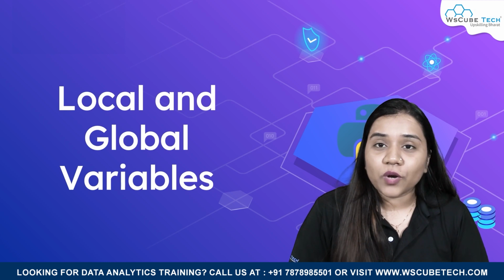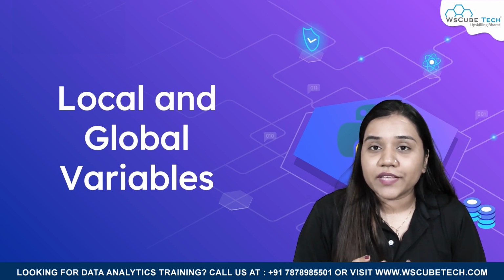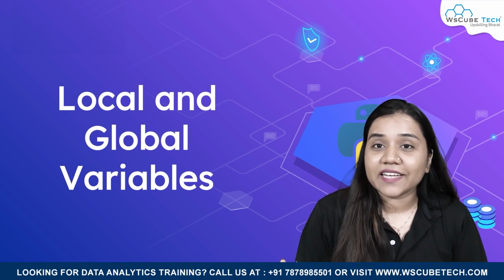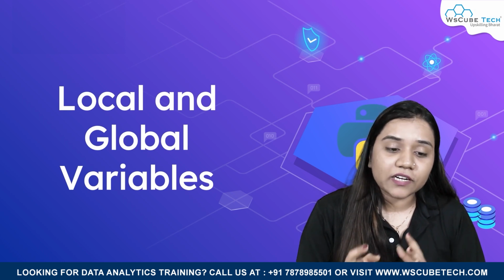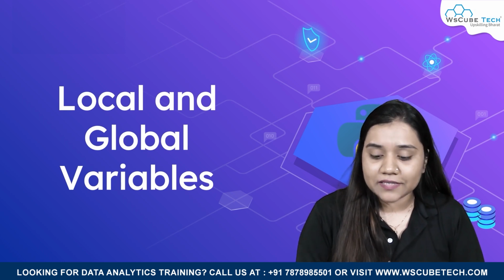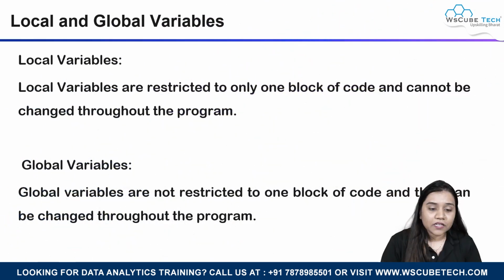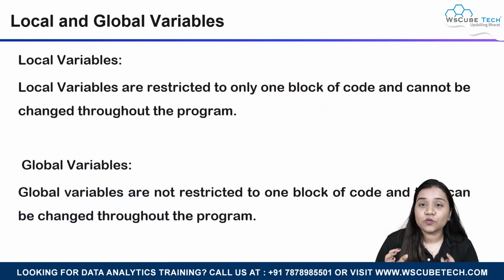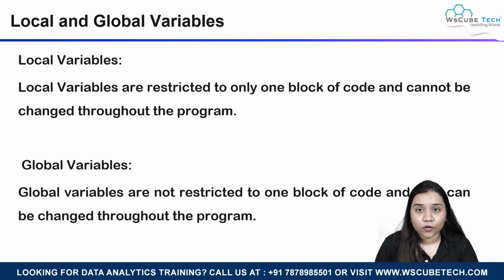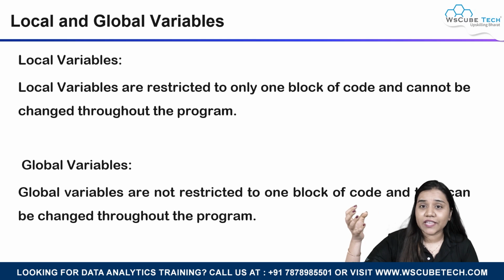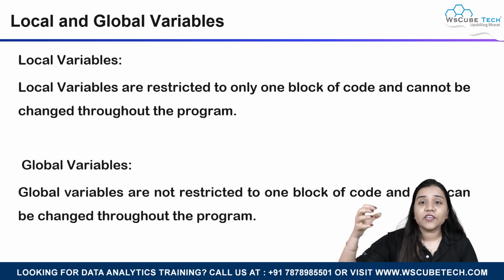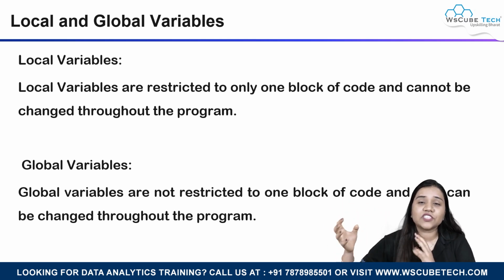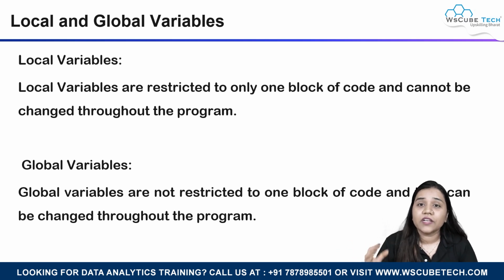So guys, coming back to local and global variables, we know what variables are. Variables are further categorized into two categories in functions, that is, local variables and global variables. Let's first understand what these variables are. Local variables are those variables which are restricted to one block of code. Now, what does this mean? If you have created a variable outside the body of the function and you use it inside the body of the function and try to change its value, it will not work. It will remain the same as it was outside the body of the function.